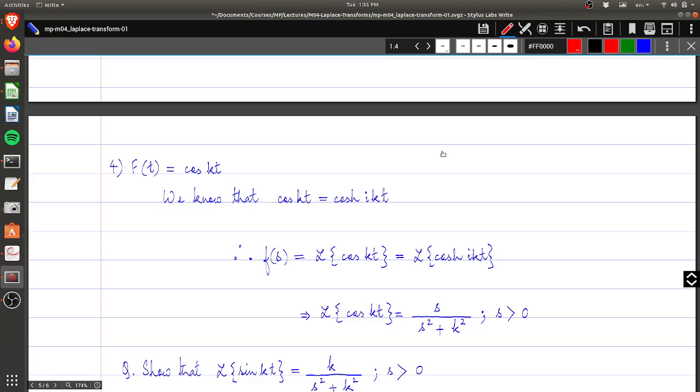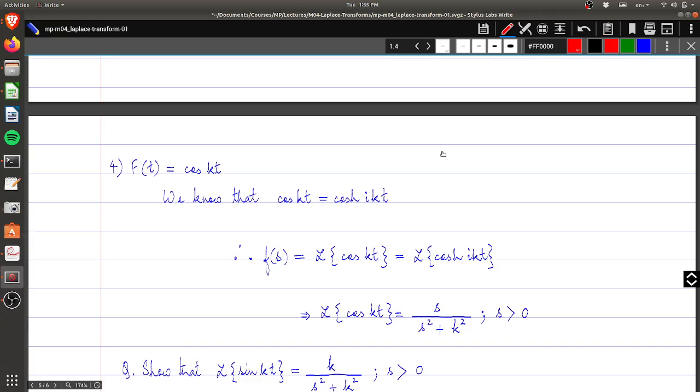So if I replace k with minus k, we'll get minus i squared k squared. i squared will give us another minus, and that minus and minus will give us a plus sign here. So we'll get s squared plus k squared. So this is the Laplace transform of the hyperbolic cosine. Once again, here the relation must be that s is positive.